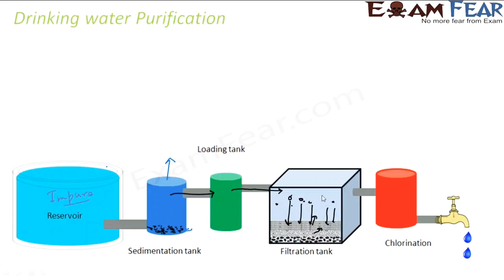So here we get little pure water. Once I get pure water, we do chlorination. Chlorination kills the bacteria. So we add some chlorine, and with that you kill all the bacteria, and then you get water, and this is the pure water for drinking.